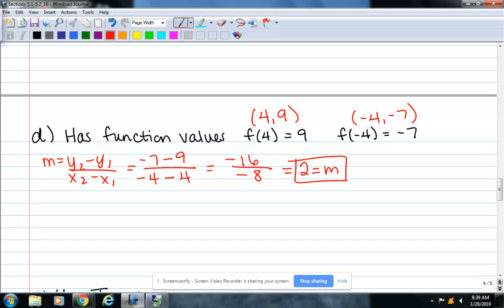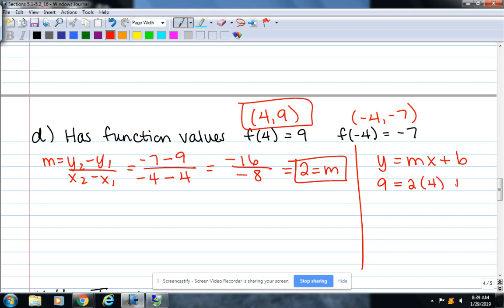Now I've got to get b. How do we want to do that? Yeah, I would use those two just because they're both positive, right? It doesn't matter, just pick one. Make sure you use the x and the y from the same ordered pair. So I'm going to use y equals mx plus b. If I'm using 4, 9, what's my y? Equals, what's my m that I found a while ago? What's my x? 4 plus b.